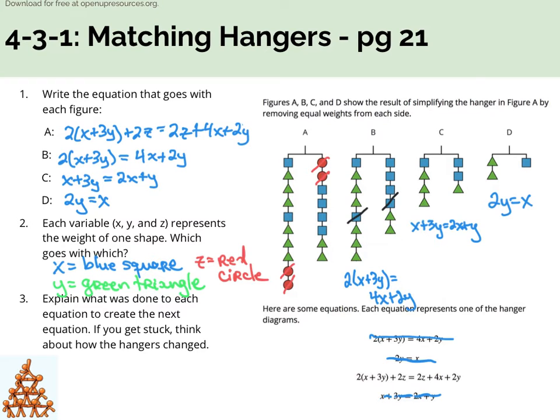So if we keep on doing this with all the different pictures, we notice that the same type and number of objects were removed from both sides to make the hanger balanced. And so that's what we're looking at: what kind of moves are we making to keep those hangers balanced? And notice how we do it to both sides. Remember, we have to keep that hanger balanced.